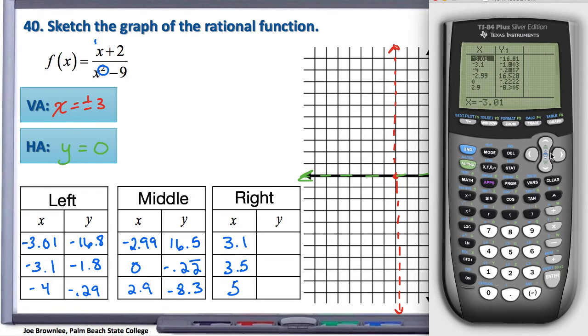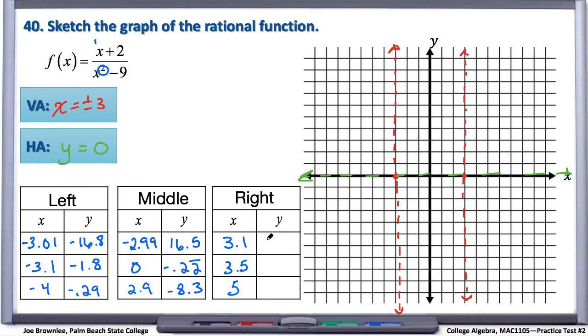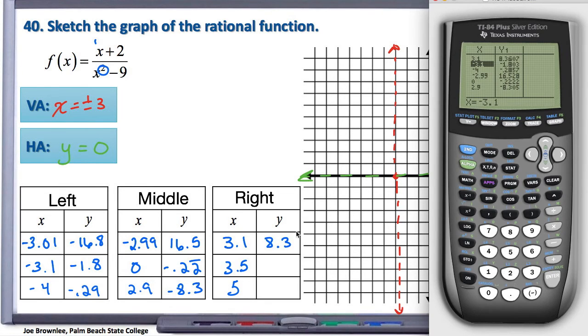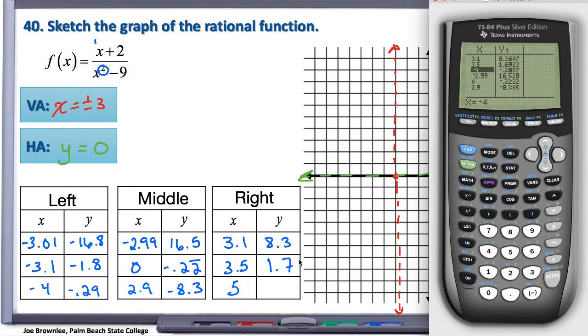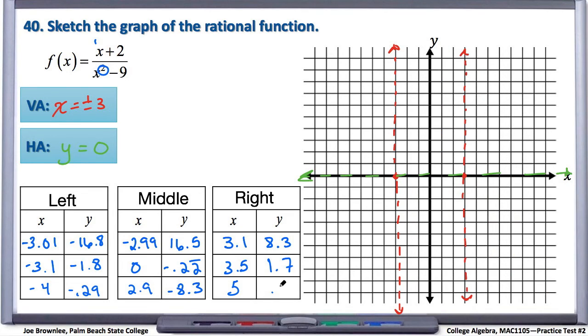All right, and finally, we can take a look at 3.1. Gives us 8.3. Take a look at 3.5, 1.7, and lastly, I skipped a little and went up to 5, and that got us to 0.4, so pretty close to 0 there.